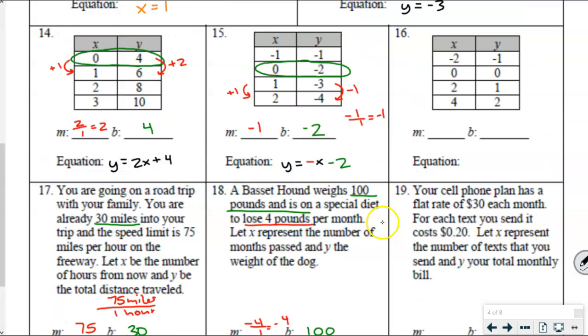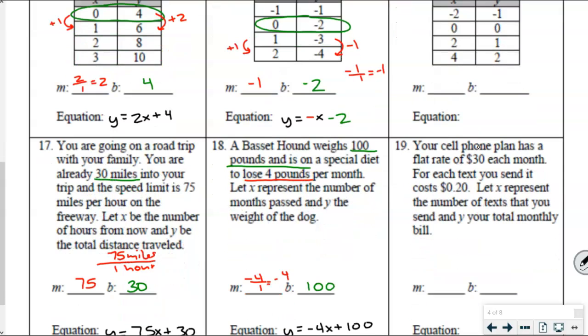Your homework is 16 and 19, not very much. You're probably already done with it because you worked ahead. We will finish this packet on another lesson.